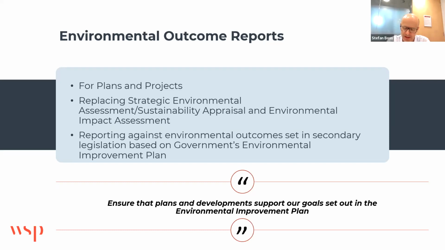So it's about cascading that down. The intention is that environmental outcome reports will be assessments of plans, replacing strategic environmental assessment and sustainability appraisal, and for projects, replacing environmental impact assessment. The reporting, instead of being about the significance of effects, will be about assessing against environmental outcomes. There's going to be secondary legislation to set out what those environmental outcomes should be, all basically about making sure that the government is delivering against what it set out in the improvement plan.